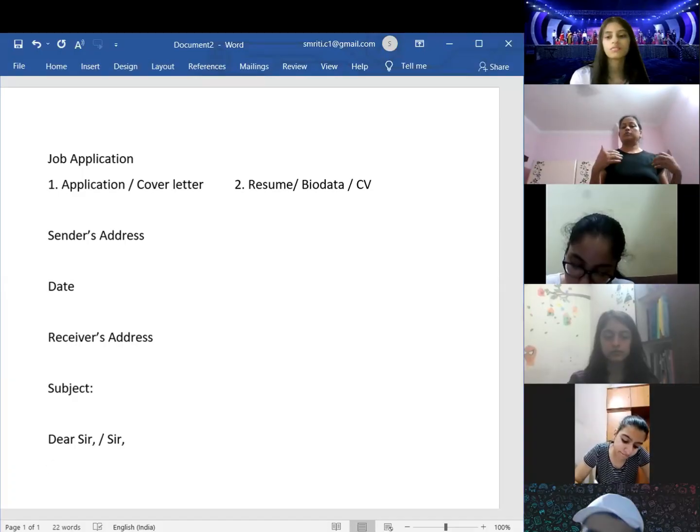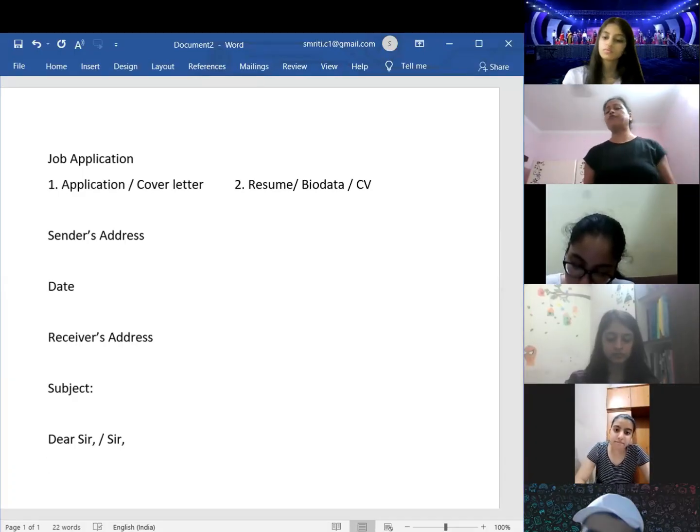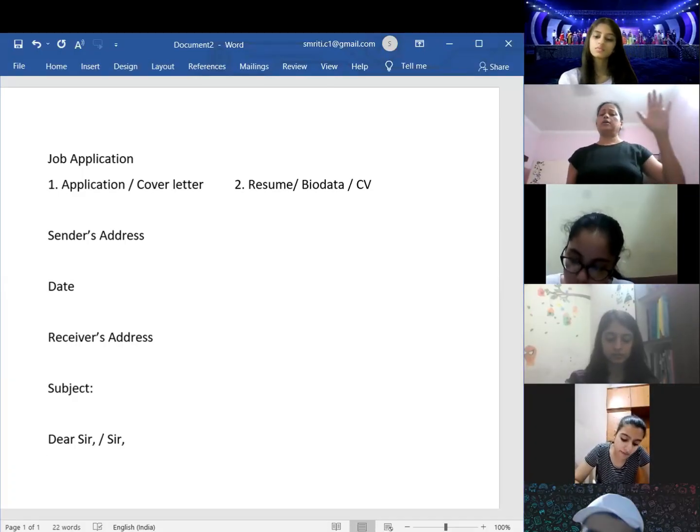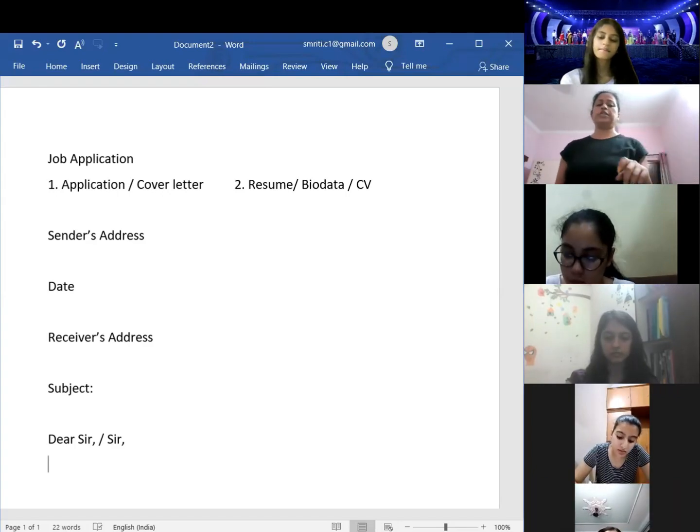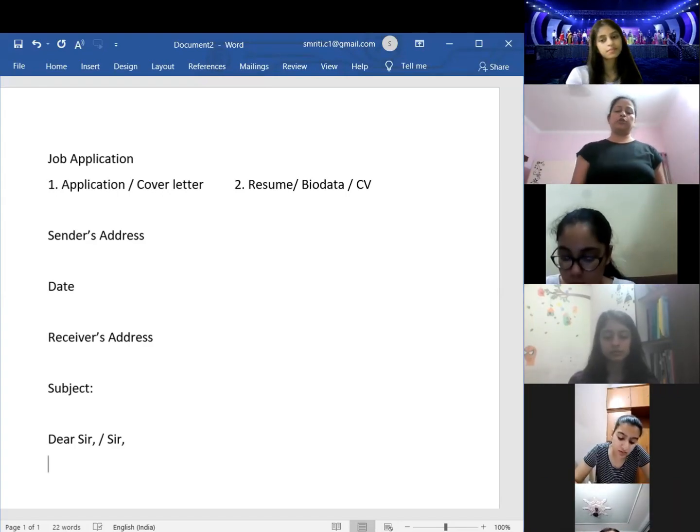simple, the format of the formal letter that is going on, it will remain the same. Sender's address on top, followed by the date, followed by receiver's address, subject, and then the salutation.